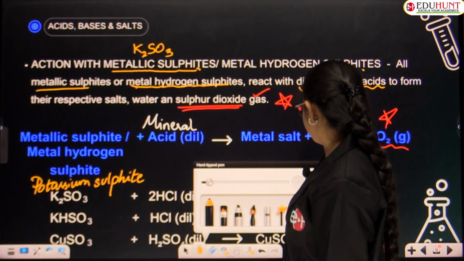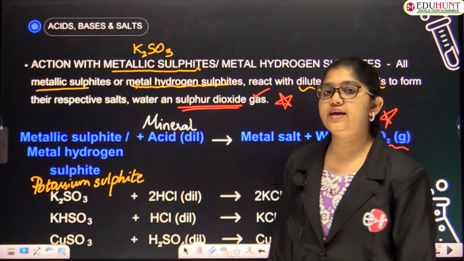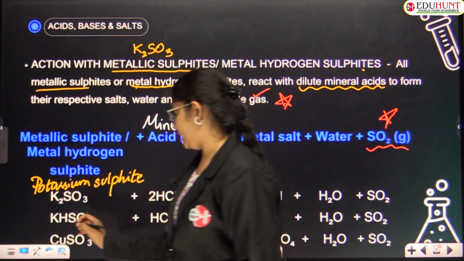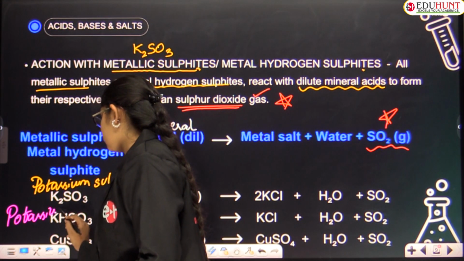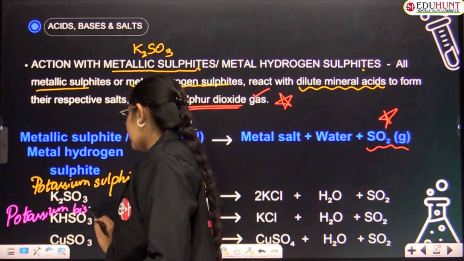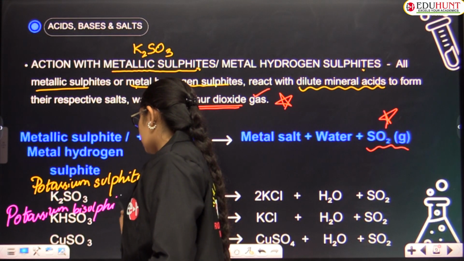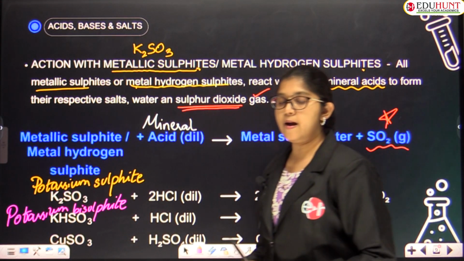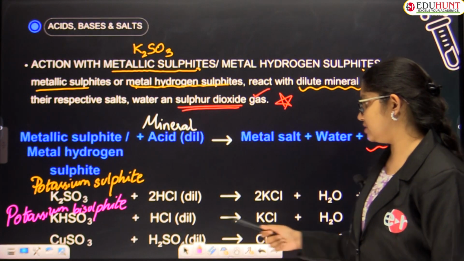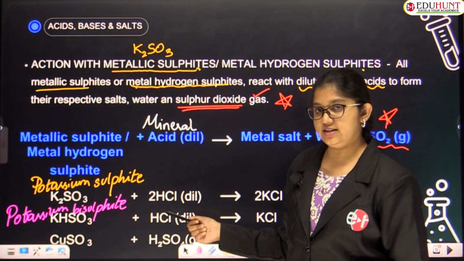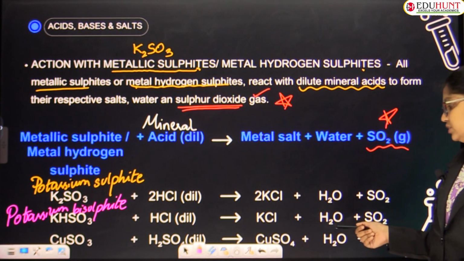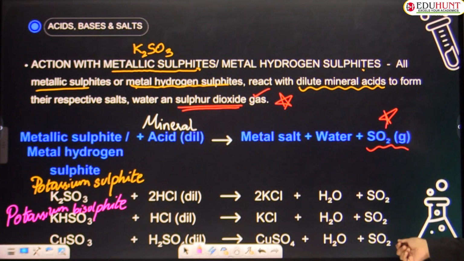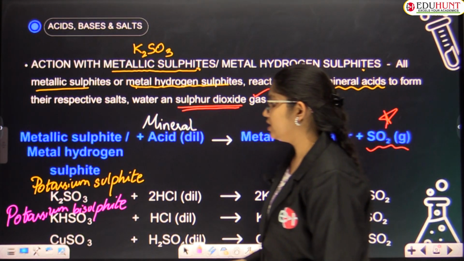Now, next one is KHSO3. What is KHSO3? Named as potassium bisulfite. What is KHSO3 called, children? Potassium bisulfite plus HCl, hydrochloric acid, gives rise to KCl, potassium chloride, and H2O, and also sulfur dioxide as the respective products.